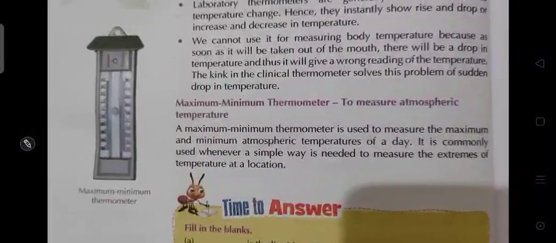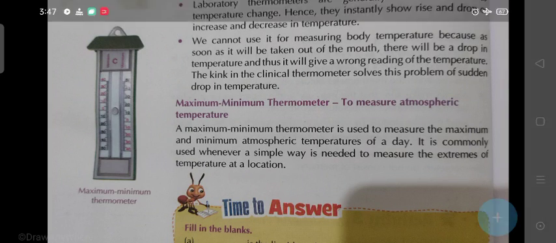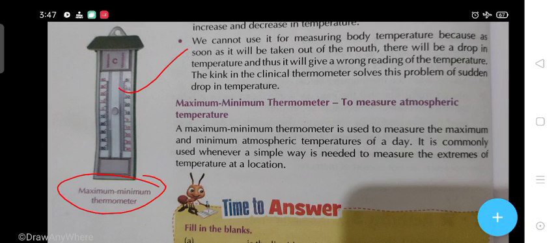Now students, the maximum and minimum thermometer. You can see a very interesting picture here for you. So the maximum and minimum thermometer measures the atmospheric temperature.